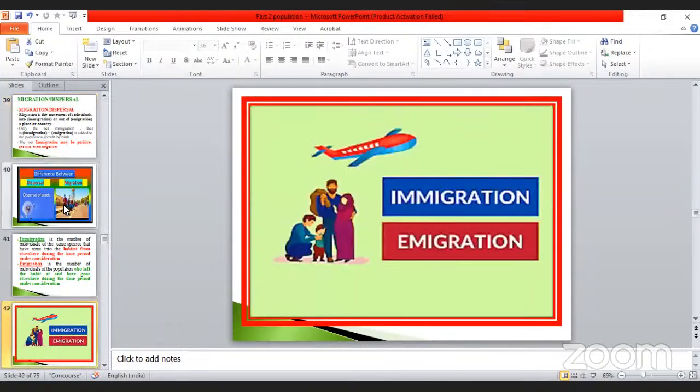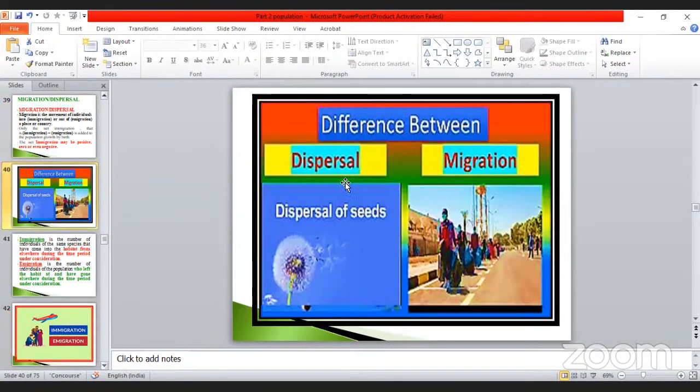See this one, this is called dispersal. This one is called migration. Migration means they are moving from one country to another country, or from one place to another place. Dispersal means, see here, what happened? It can be scattered. It is scattered like that. This is called dispersal, and this is called migration.